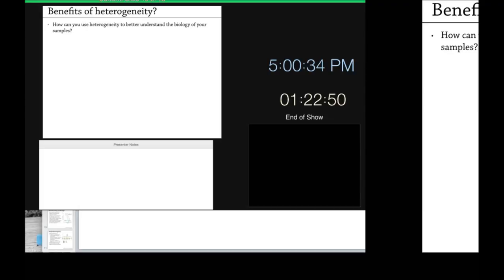Last slide. That is the last slide. Okay. Benefits of heterogeneity. How to make it not your enemy. Right. Normally it is, but sometimes you can get, like in your case, you can learn from it.